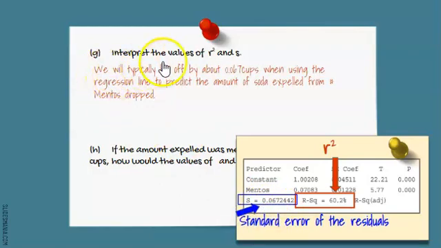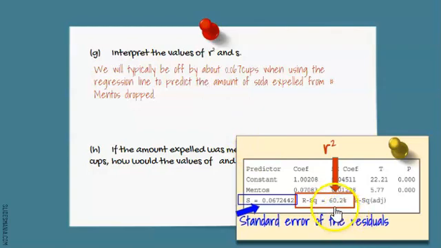It means we will typically be off by about 0.067 cups when using the regression line to predict the amount of soda expelled from the number of Mentos dropped. That's s. How far off is our prediction line typically going to be, with context?